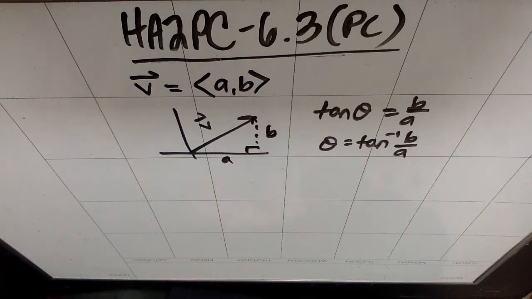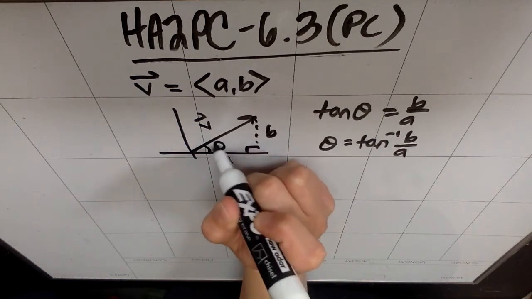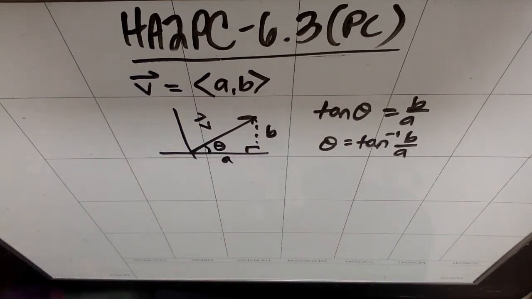Honors Algebra 2 Pre-Calculus. We're doing section 6.3 in Pre-Calc. We're talking about direction angles again. So we already did this for the unit vector, but I'm showing that for any vector v, you can find the angle theta, that is its directional angle, essentially by doing the inverse tangent of b over a, meaning the y component over the x component, or the vertical component over the horizontal component.